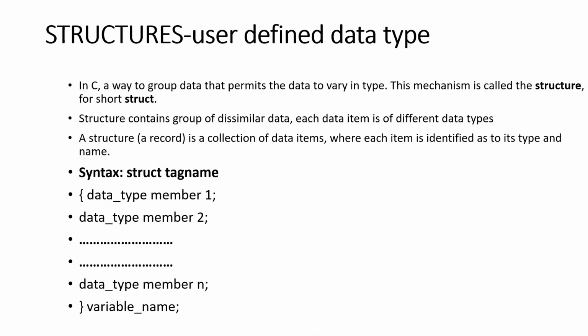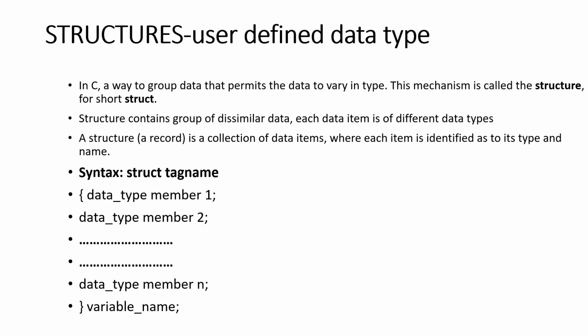Hello everyone. In today's concepts, we'll see structures. A structure is a user-defined data type. In C, it is a way to group data that permits data to vary in type. This mechanism is called structure, or struct for short. A structure contains a group of dissimilar data. Each data item is of a different data type.